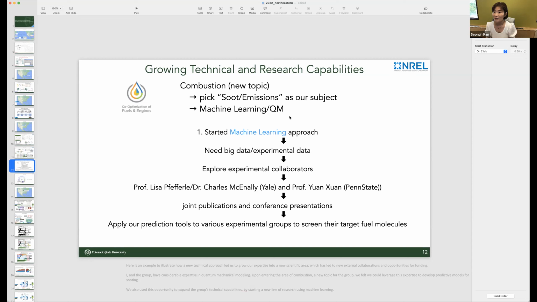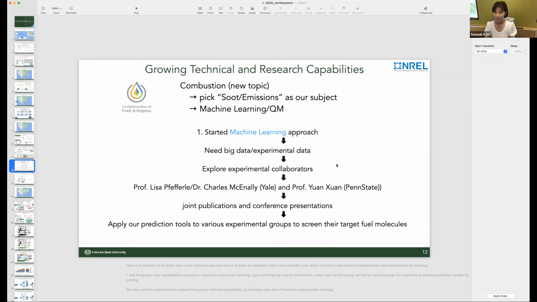But we have to start somewhere. Also, there are many experts in this combustion area who are very good at quantum calculations, so I thought I could not compete with them with my quantum skills in combustion. I needed to find some other route to enter this area. So I tried machine learning, and that means we need big data, so I needed to search for an experimental collaborator.